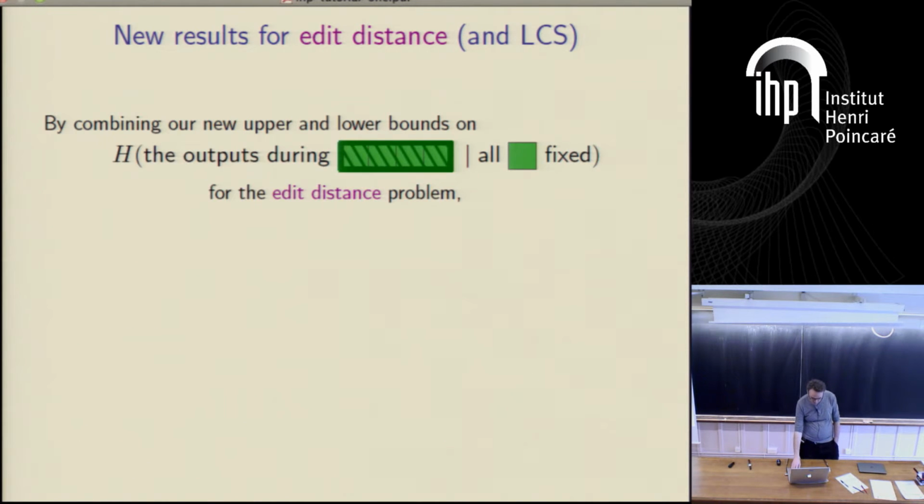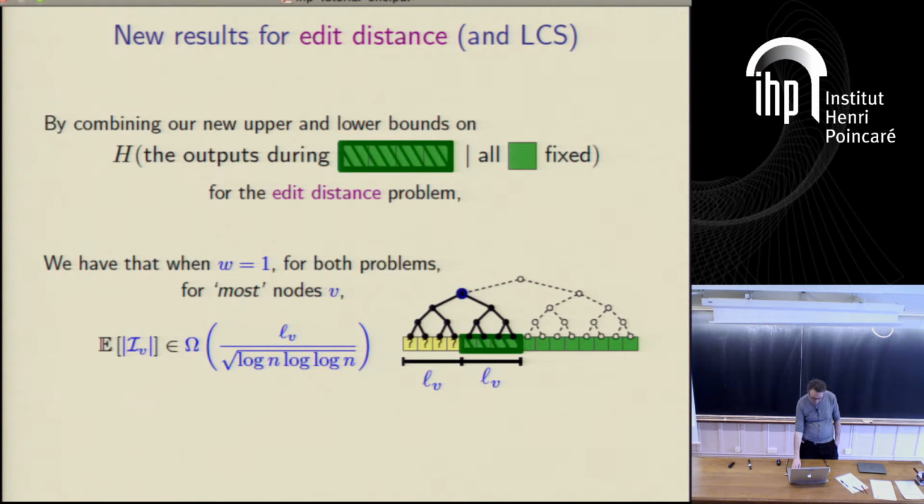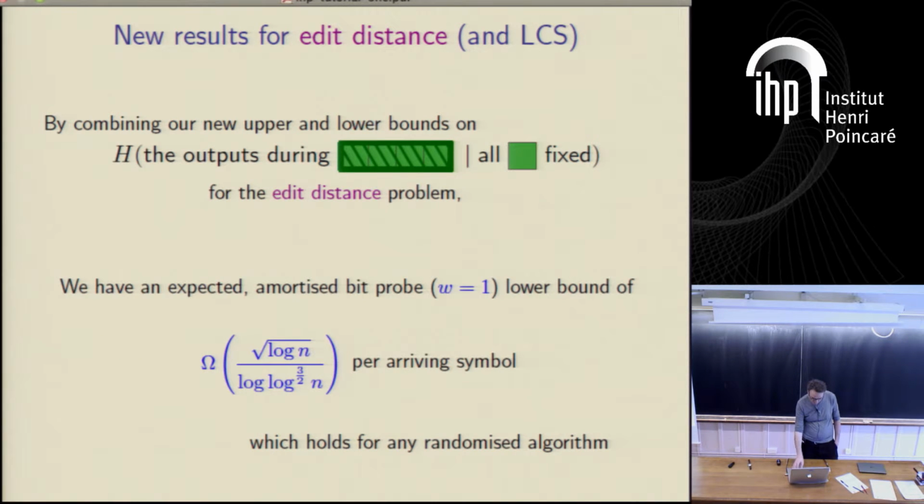So we can plug it into our machinery now, and we get a lower bound overall of square root of log n over log to the 3/2 in the bit probe model for edit distance. So there are two things to say about that. One is it's not log n. Why not? Well, because our reduction wasn't good enough, and it should be, I believe, at least log n over log log n. So if anybody knows how to do that, that would be great.